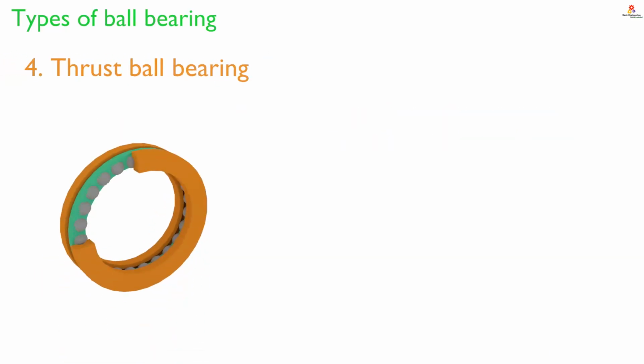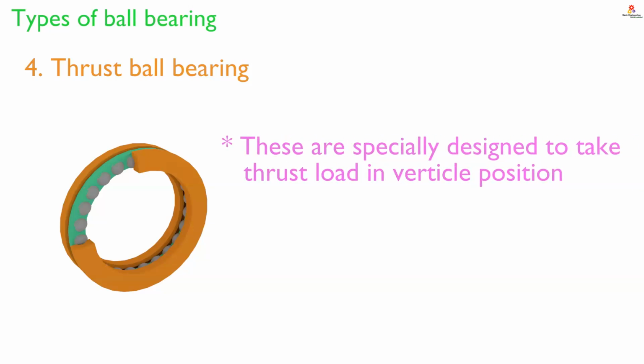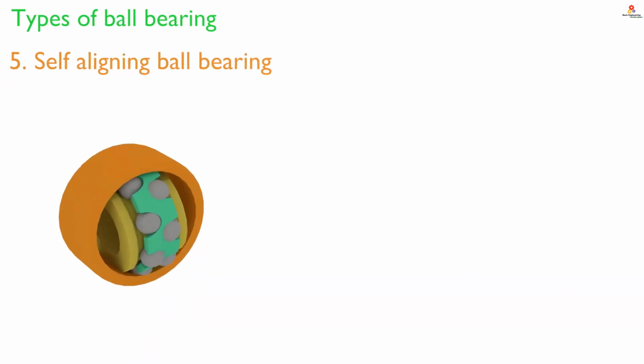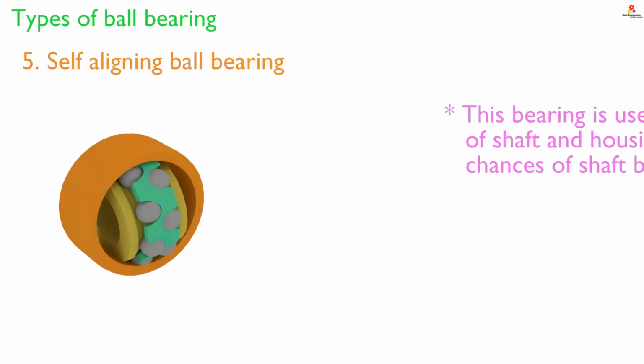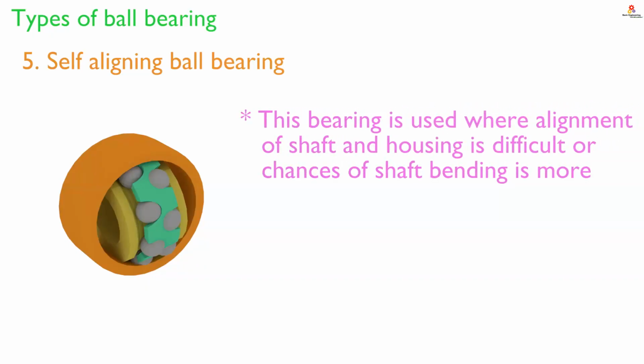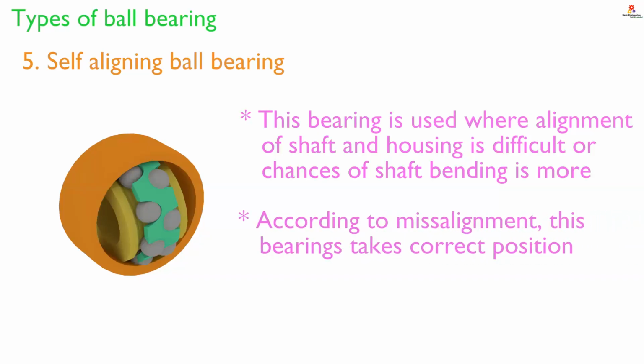Fourth one, thrust ball bearing. These bearings are specially designed to take thrust load in vertical position. And the last type under ball bearing is self-aligning ball bearing. This bearing is used where alignment of shaft and housing is difficult or the chances of shaft bending are more. According to the misalignment, this bearing takes the correct position.